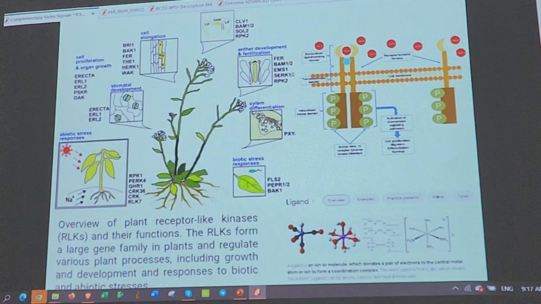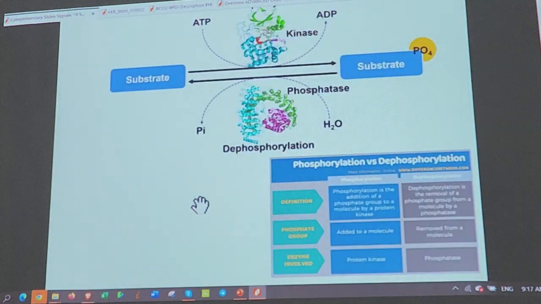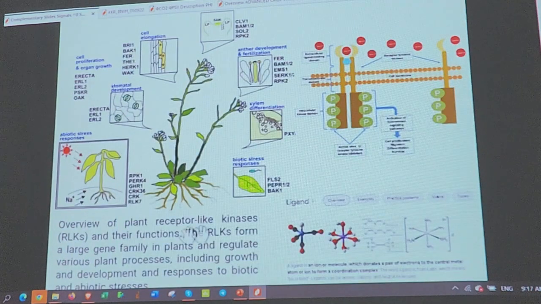So it's pretty much like that. A kinase is doing the phosphorylation, but it can do more. This receptor-like kinase is actually involved in various events in plants. The basic name is receptor-like kinase; this is the specific name of it, but that is the basic function. For cell elongation, these are the RLKs, and they do various things to promote cell elongation. You can see it's involved in xylem differentiation, biotic stress.